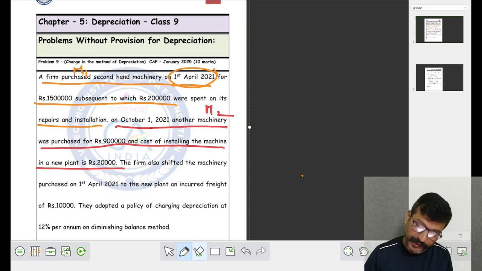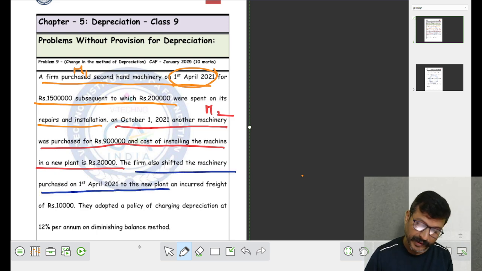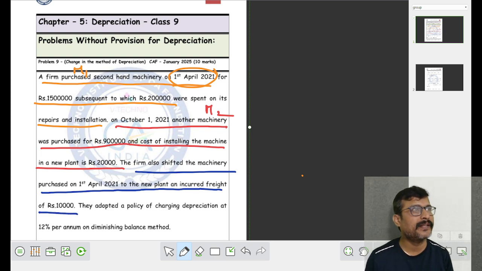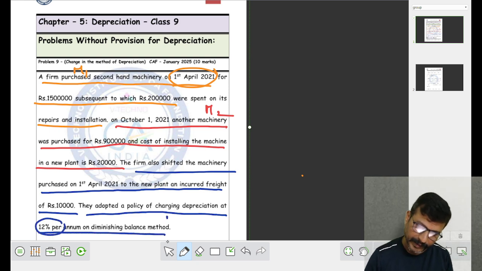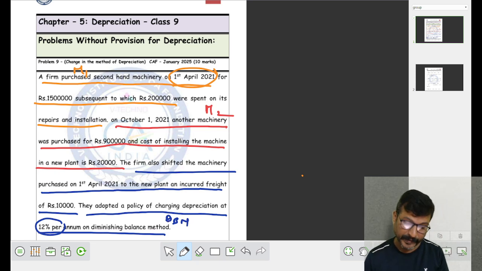Okay. Then बाद में क्या हुआ देखिए ना उधर. The firm also shifted the machinery purchased on January 21 to a new plant, incurred a freight of rupees 10,000 rupees. I explained this concept while solving the problem. They adopted a policy of charging a depreciation 12% per annum under what method? Under diminishing balance method. What method they are following? They are following the method of diminishing balance method.